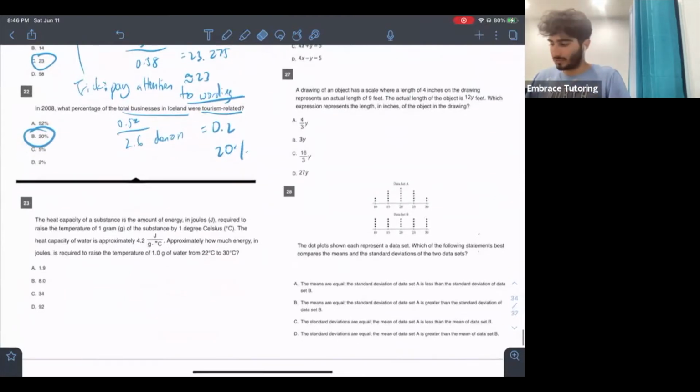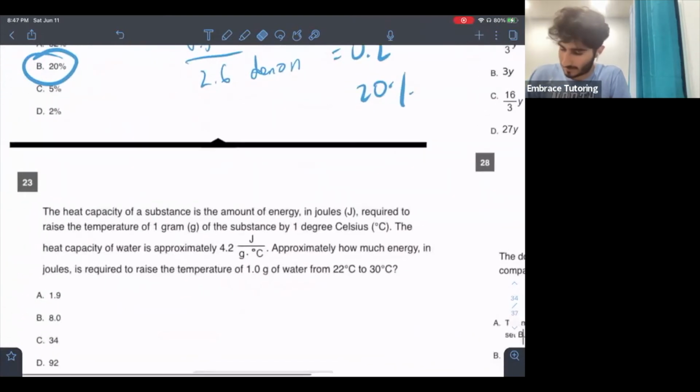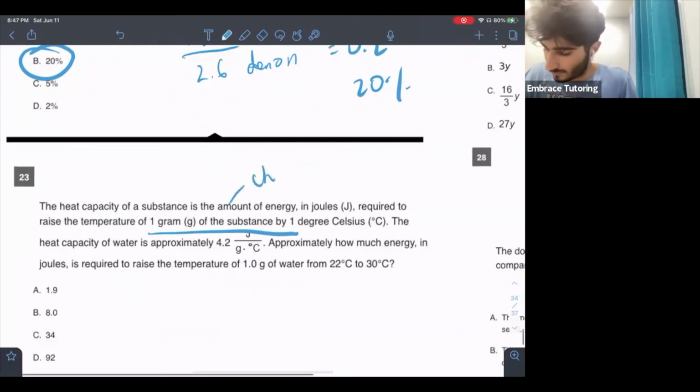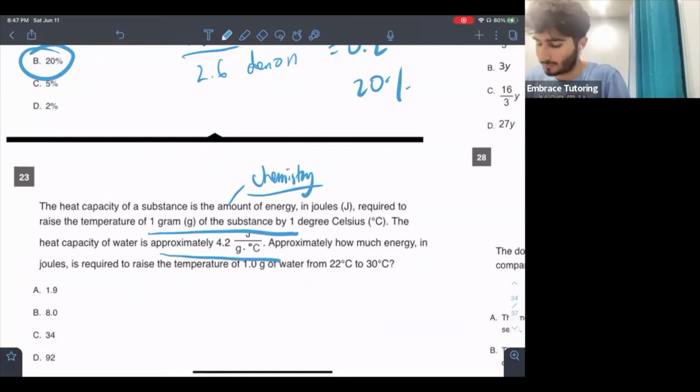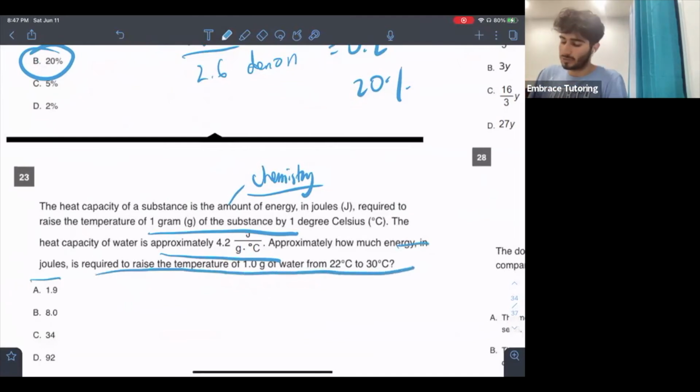Let's now move on to 23. The heat capacity of a substance is the amount of energy in joules required to raise the temperature of 1 gram of substance by 1 degree Celsius. This is a very important chemistry concept. The heat capacity of water is approximately 4.2 joules per gram times Celsius. Approximately how much energy in joules is required to raise the temperature of 1 gram of water from 22 degrees Celsius to 30 degrees Celsius?